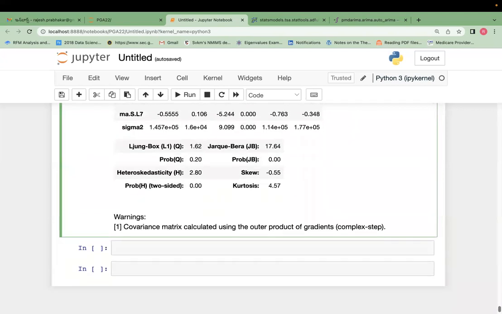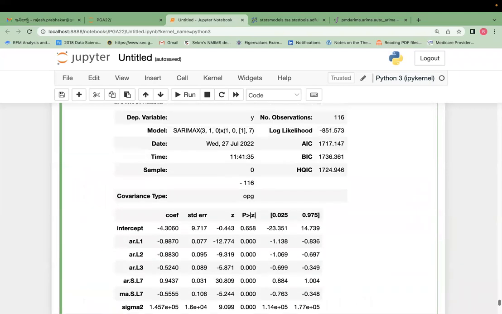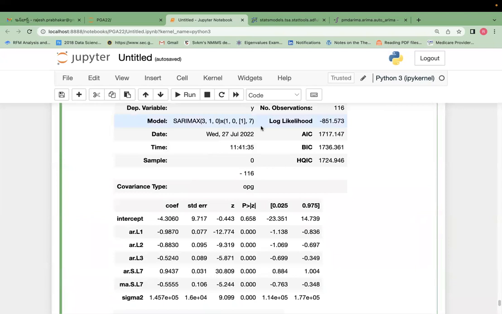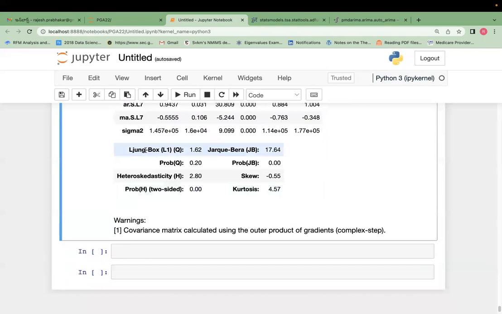Okay. So let's continue. The model we got is here. Now, if you look at the model output, you have to look for the model parameters, the AIC, and the p-values of each of the lags. They are all less than 0.05. Then you will also see Ljung-Box Q 1.62 and probability Q 0.20, Jarque-Bera 1.74, skewness, kurtosis, heteroscedasticity, and probability of heteroscedasticity, two-sided, is 0.